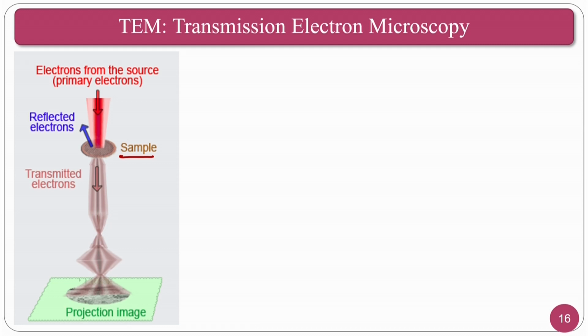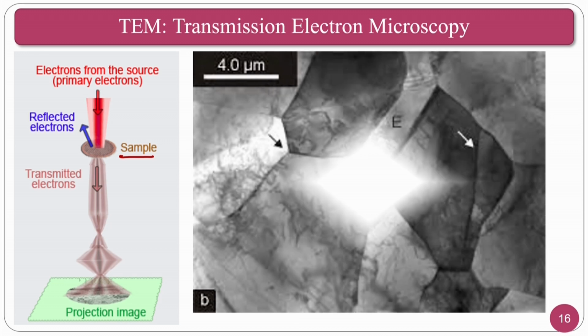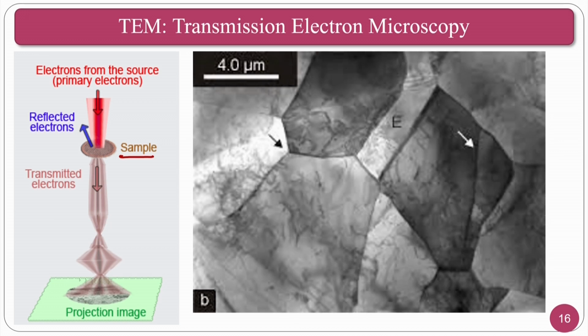Okay. How does the image look? This is also taken from the internet. You can see the grain boundaries and the grain structure. This you may not get in scanning electron microscopy, because the beam needs to pass through the sample. It has to transmit through. If it can pass through the sample, only then can it give the image. That is what transmission electron microscopy gives.